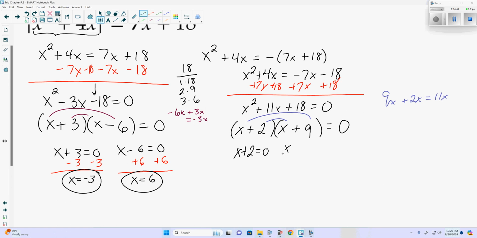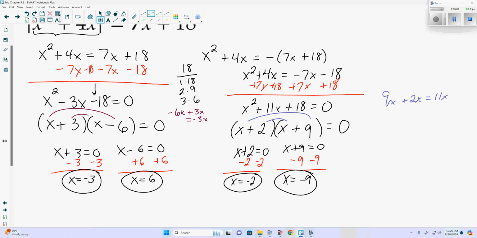Two things multiplied together equals 0. One of them must be 0. Here we would subtract 2 from both sides, telling us x is equal to negative 2. Here we can subtract 9 from both sides, so x is equal to negative 9. So we have these 4 solutions here. Questions on this here? All right.